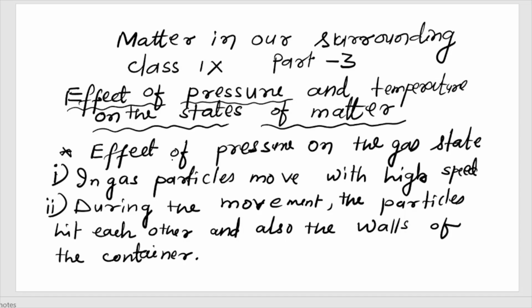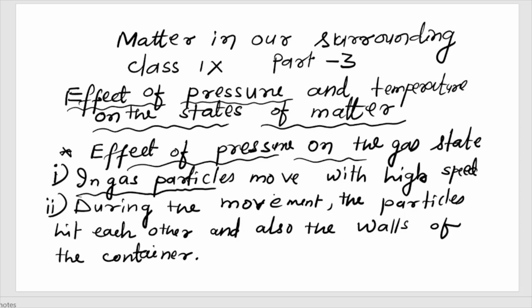First we will see the effect of pressure on the gas state. If you give pressure, it will automatically contract and come into a very small place. It can be placed in a small cylinder, or in a small area of a container, which is then occupied by the gas.